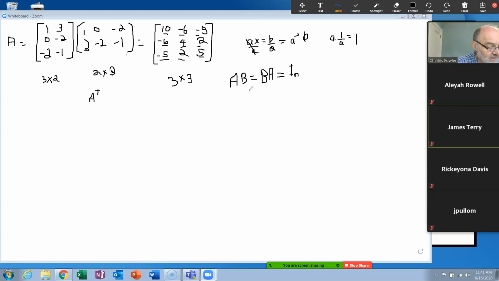What it says is, if A is an invertible matrix, so A does have an inverse, then its inverse is unique. Once you find that B, don't look for any others. There's one and only one inverse. The inverse of A is denoted, similar to what we did before, if this is A, its inverse is A to the minus 1. Now, up here, A to the minus 1 meant 1 over A. That's not what we mean here.